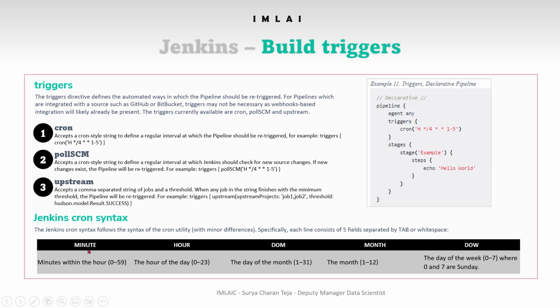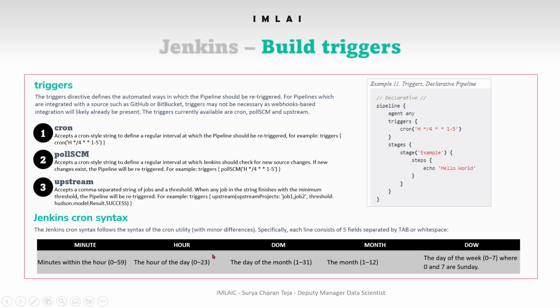So the first one is the minutes. Normally minutes are mentioned like this: 0 to 59, and hours 0 to 23, and day of month between 1 to 31, and the month itself 1 to 12, and the day of the week 0 to 7. So the pattern is minute, hour, day of month, month, and day of week.